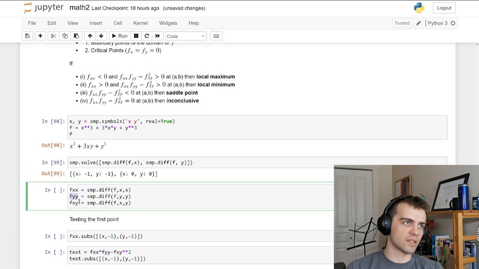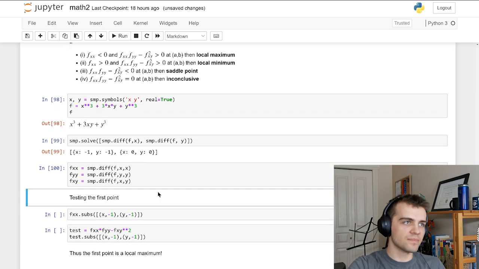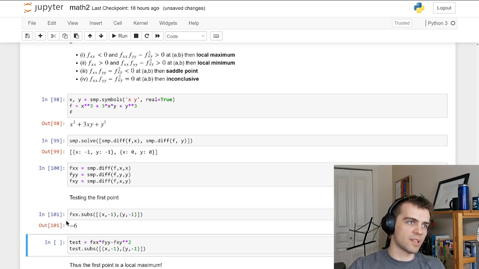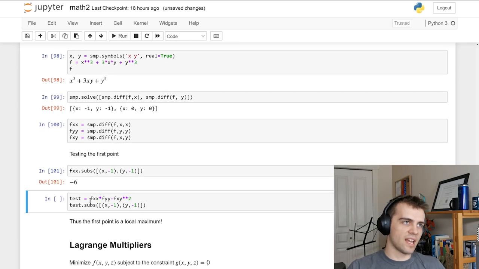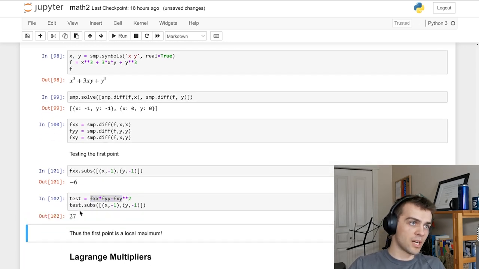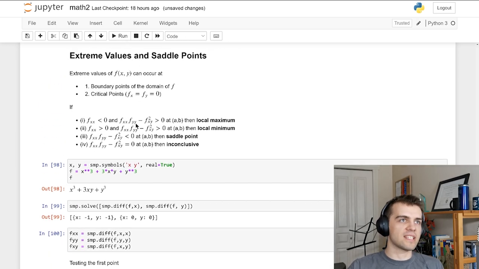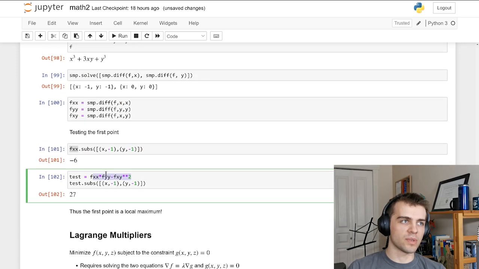And then I need to do this test here. So I evaluate fxx, fyy, and fxy by doing the differentiation here with respect to x twice, here with respect to y twice, and here with respect to x, and then with respect to y. So I get my values like this. And now I want to test the first point. So for example, x equals negative 1 and y equals negative 1. I substitute that into fxx, and that, for example, gives me negative 6. And so my test here, I say fxx times fyy minus fxy squared. That's something here. So I know that if this is less than 0, then I have a saddle point. But it's greater than 0. So I know that fxx is less than 0, but this whole quantity here is greater than 0. And if I look at these conditions here, that tells me I'm at a local maximum. So that's how you would do a test like that.